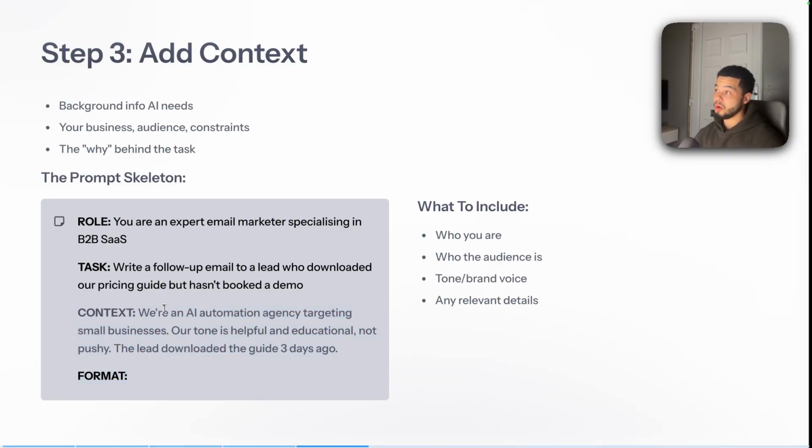So you can see exactly what we've done there. We've given it some background info, which is we are an AI automation agency targeting small businesses. This is our background info up here. We've given it the business and the audience constraints. Our tone is helpful, educational, and not pushy. So there's your constraint and your audience. And then the why behind the task is because the lead has downloaded the guide 3 days ago and hasn't booked a demo, which ties in with the task up here. So what to include here: who you are, who the audience is, the tone and brand voice, and any relevant details to that task that the AI is going to partake for you.